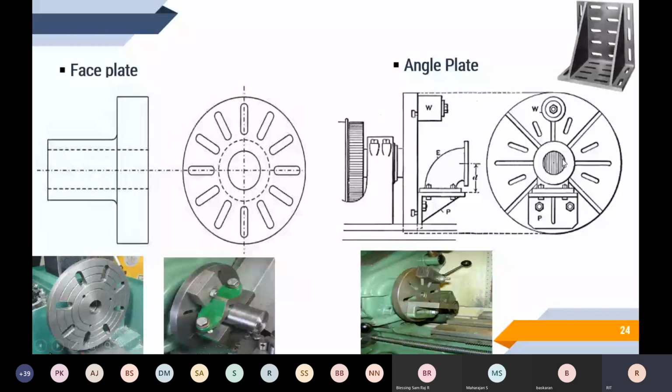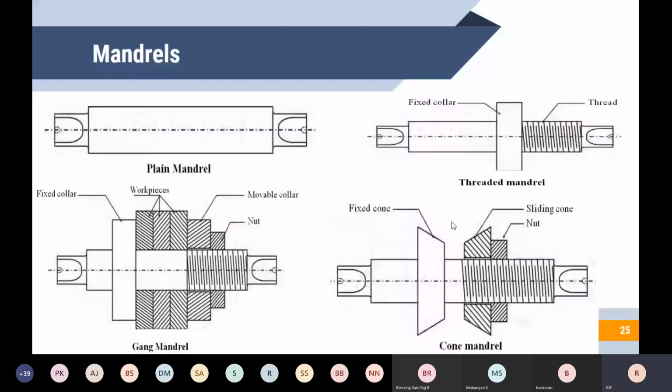So the next one is mandrels. Previously drilled or bored workpieces are held on the mandrel for machining. There are center holes provided on both faces of the mandrel. Live centers and dead centers fit into the center holes. A carrier is attached at the left side of the mandrel. The mandrel gets the drive either through the catch plate or driving plates. Catch plates and driving plates easily hold the mandrels during machining.